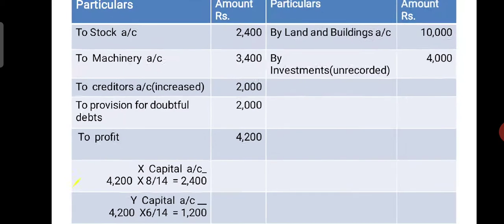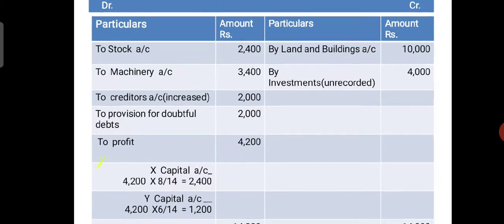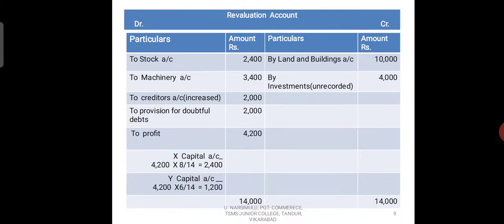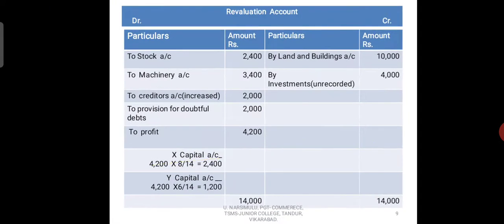This profit should be distributed between old partners according to their old profit sharing ratio. 4,200 into 8 by 14, 2,400, and Y capital account 4,200 into 6 by 14, that is 1,800. And total of the revaluation account 14,000. Okay students, like this we can prepare the revaluation account.